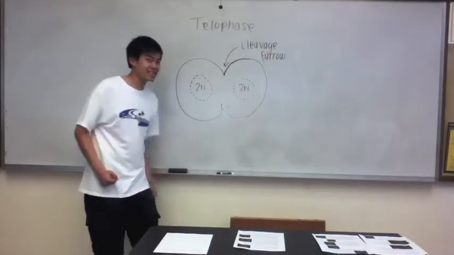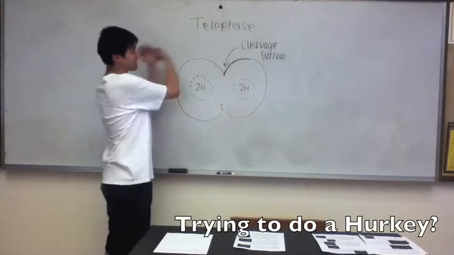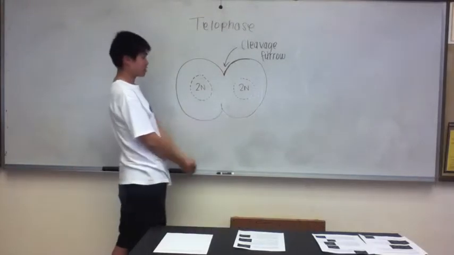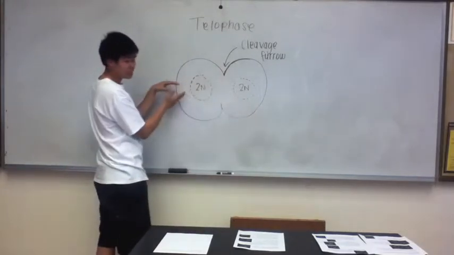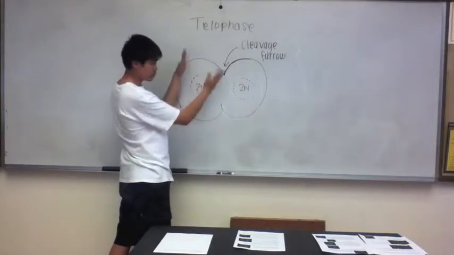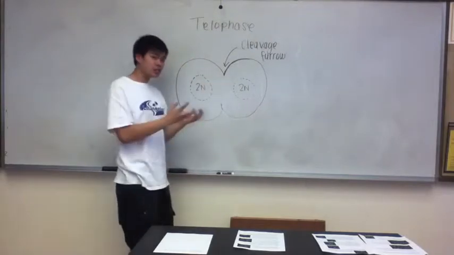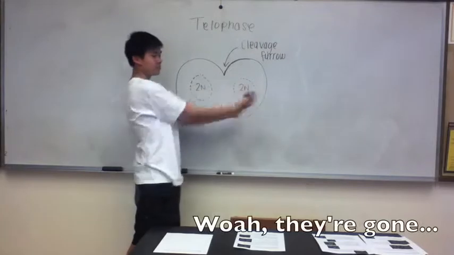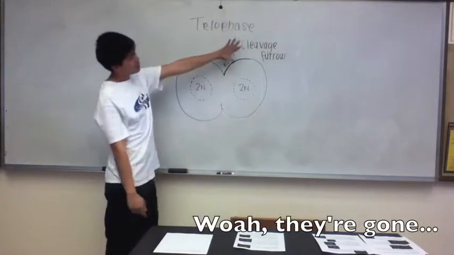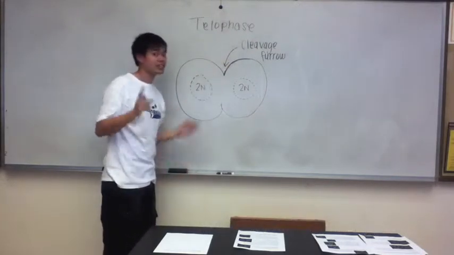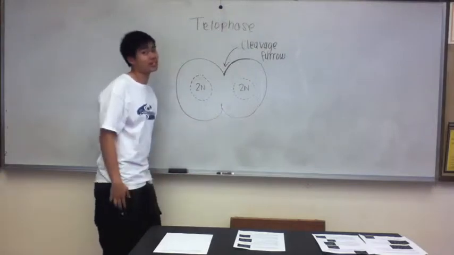Alright, and this is the last step. Hooray! We are in telophase, and here you can see that the chromosomes are already pulled to the opposite ends, and the nuclear envelope is beginning to reform. And the centrosomes are gone. And the cleavage furrow is beginning to form. Remember, this is cytokinesis, which is not a part of mitosis.